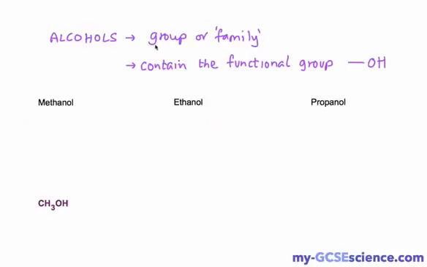So the alcohols are a group or family of organic chemicals, and by a group or family we mean that they have similar reactions with the different members of that family or that group of chemicals. They all contain the functional group OH here, and we call that a hydroxyl group, and because of this hydroxyl group and because they all contain that functional group, we call this group of organic compounds a homologous series. So it's members of the same group of organic compounds that contain the functional group OH, and we refer to that as a homologous series.